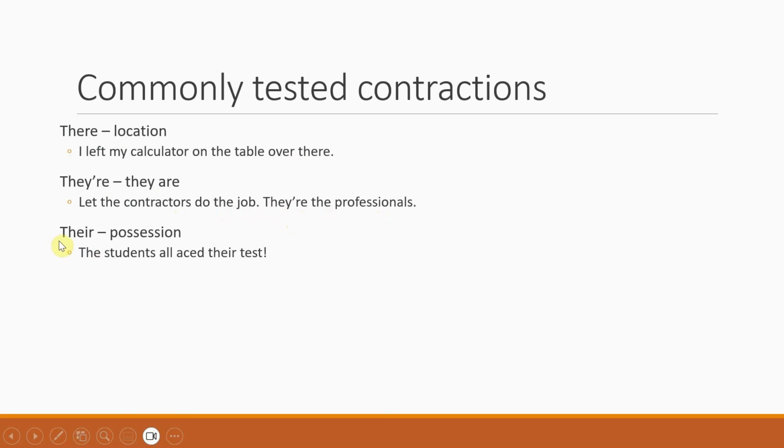Then the third version is there, EIR. This one is possession. The students all aced their test. So again, because a contraction form of this word exists, I need one of the ones that doesn't have an apostrophe to be used for possession. And in this case, there's two, so they just completely change the spelling. So knowing which is very important.